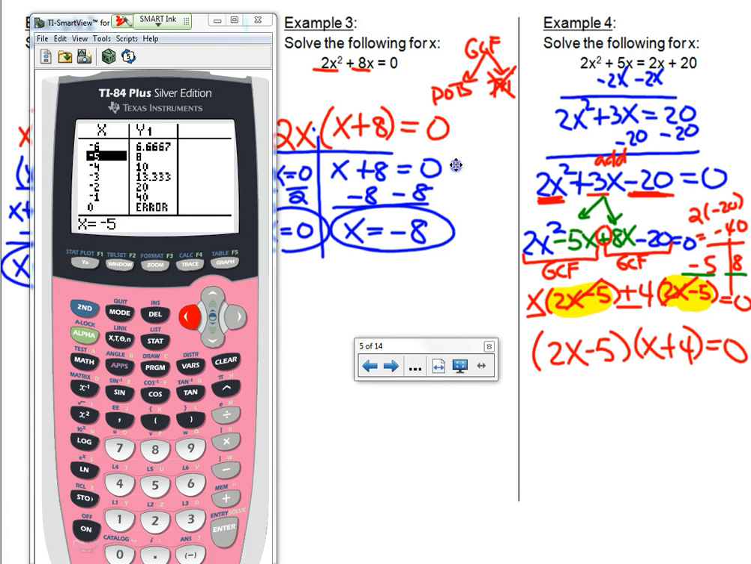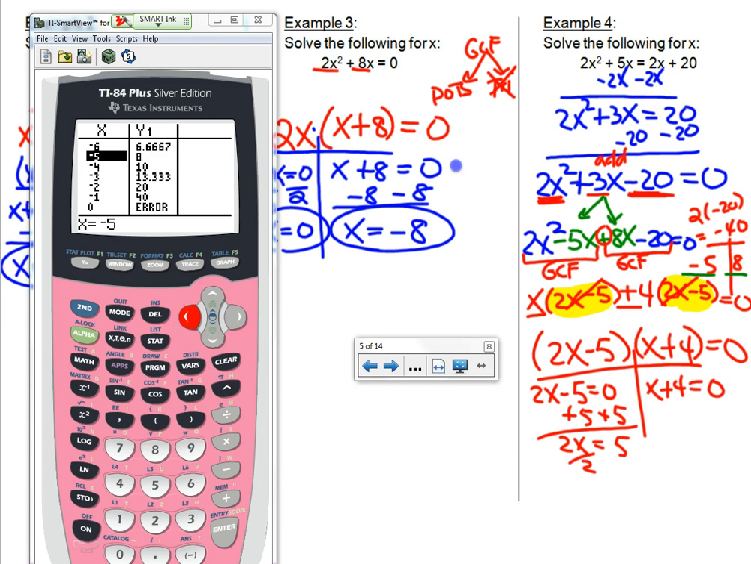And once I factor, now I can use the zero product rule. I know that if two guys are being multiplied together, they make a 0. One of them is a 0 value. You can leave 5 halves as the answer, or you can make it 2.5 since it is a nice decimal. And those are your two answers. They will both check out.